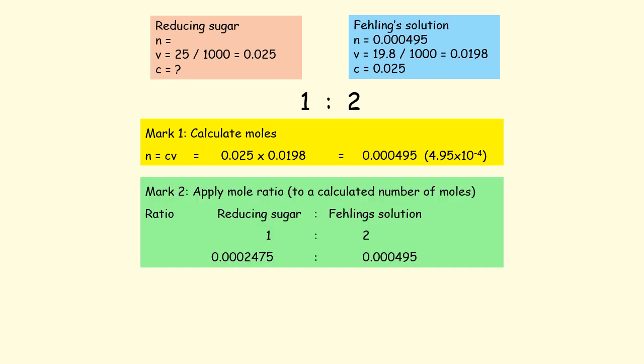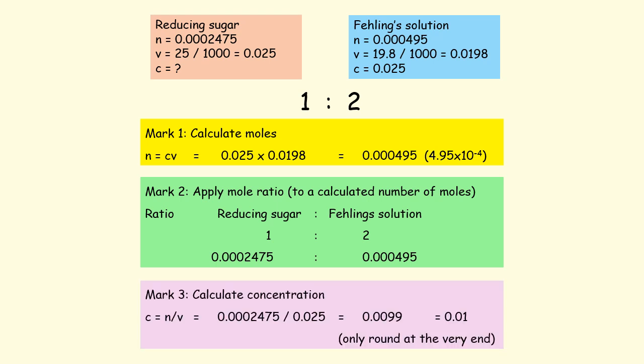Second thing is use the ratio. So we've calculated our Fehling's solution moles, so the ratio is 1:2, so in this case we're dividing by 2 to get our number of moles of reducing sugar. And then finally, we can calculate concentration. Concentration is n divided by v. We use our calculated number of moles from the mole ratio and our volume in litres from the question to get us our answer. Notice I've not done any rounding until right at the very end. If you round too early, you will lose marks because your numbers are not going to be what we want. Only round at the very end.